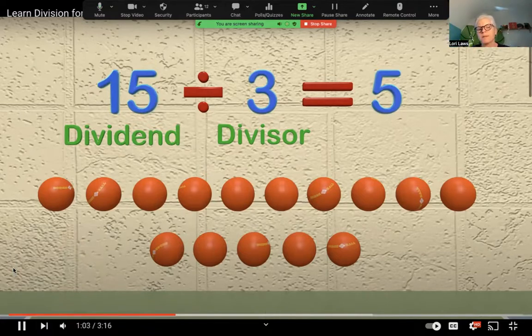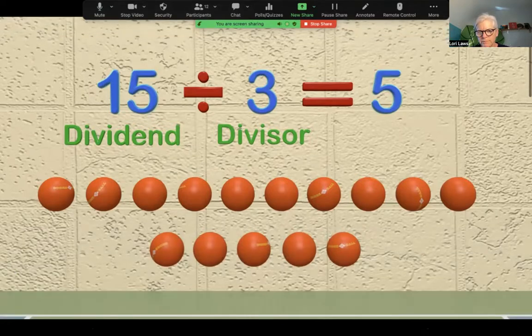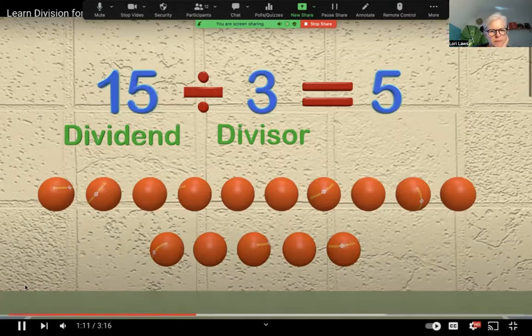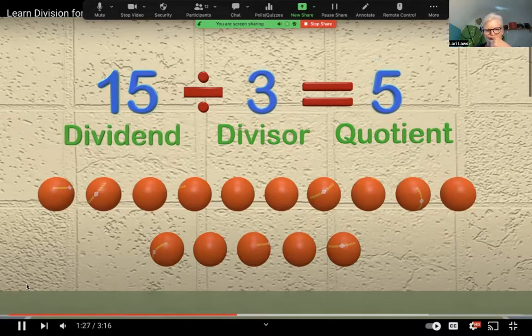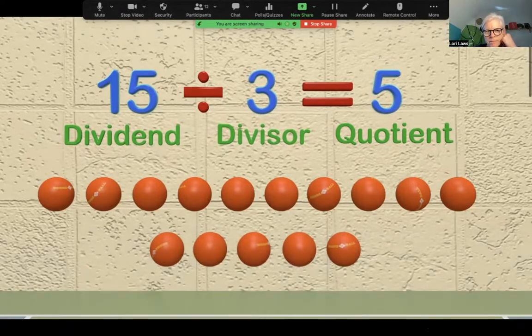Divisor. This is the number we are dividing by. The divisor takes the dividend and breaks it into smaller groups. In this problem, let's say we have 3 kids that want to share the 15 balls. The 3 in the problem is the divisor. The number 5 is the answer, and we call this the quotient. This is the number that we get after dividing the dividend by the divisor. So in this example, the 15 balls are the dividend, and we need to split them between 3 kids. The 3 kids are the divisor and are the ones breaking the 15 balls into smaller groups.